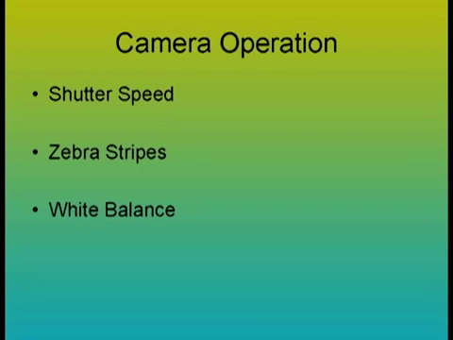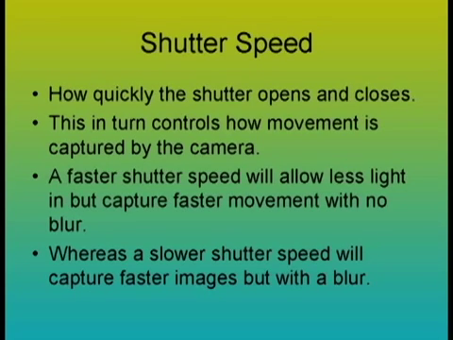Inside of camera operation we have several subtopics: shutter speed, zebra stripes, and white balance. We're going to start with the topic of shutter speed. Shutter speed is defined as how quickly the shutter opens and closes. This in turn controls how movement is captured by the camera.